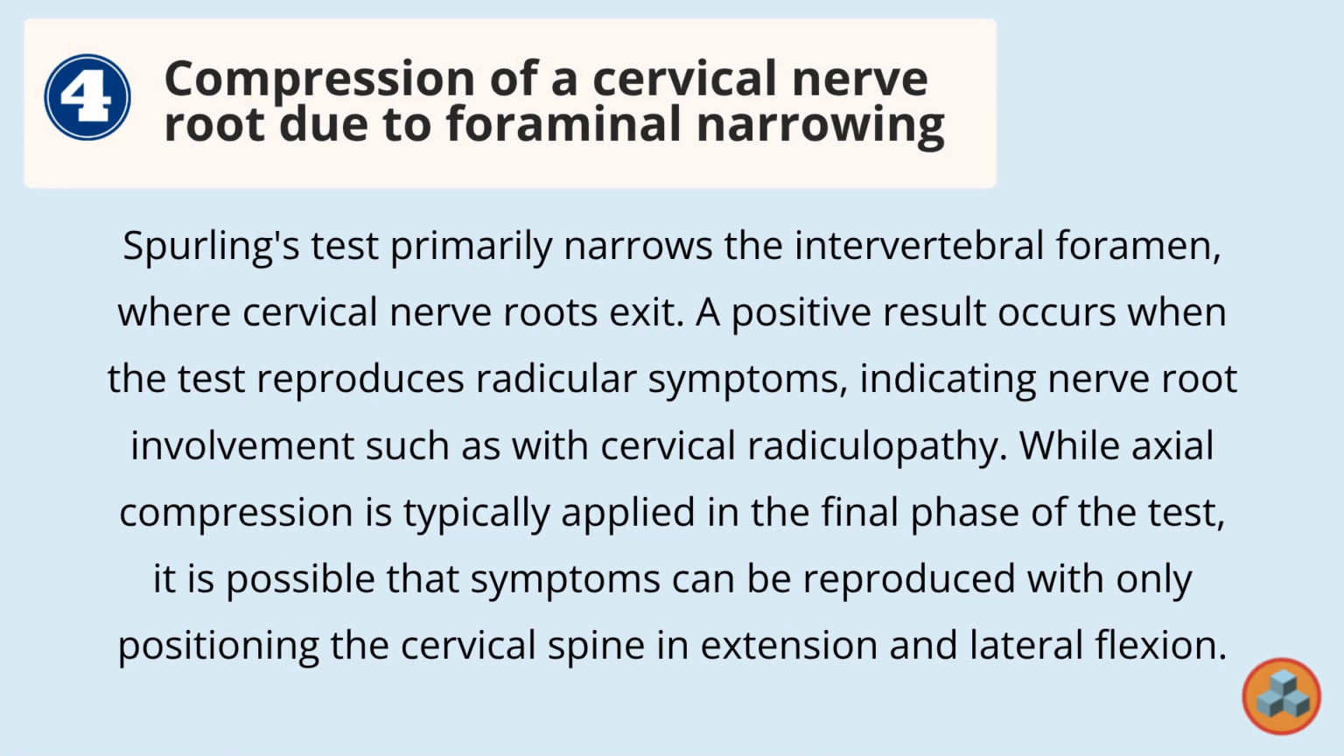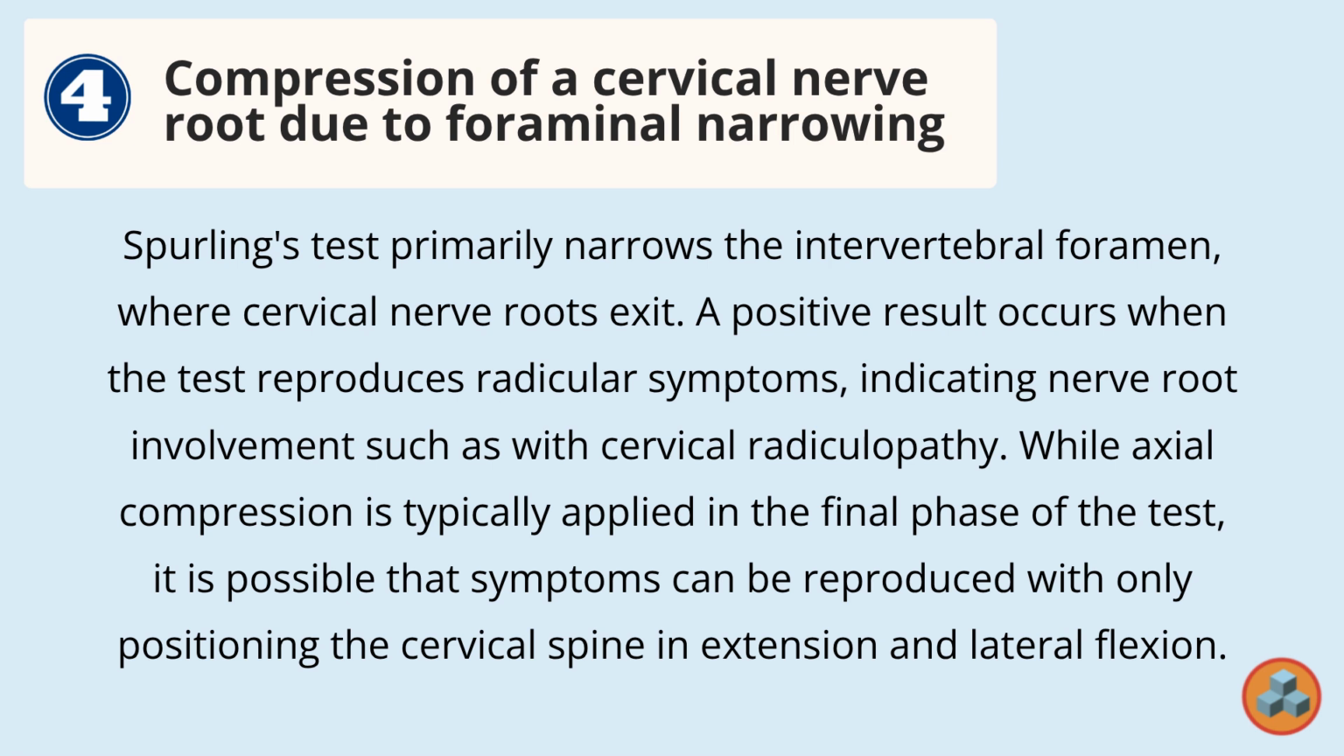Option 4. Compression of a cervical nerve root due to foraminal narrowing. Spurling's test primarily narrows the intervertebral foramen where cervical nerve roots exit. A positive result occurs when the test reproduces radicular symptoms, indicating nerve root involvement, such as with cervical radiculopathy.